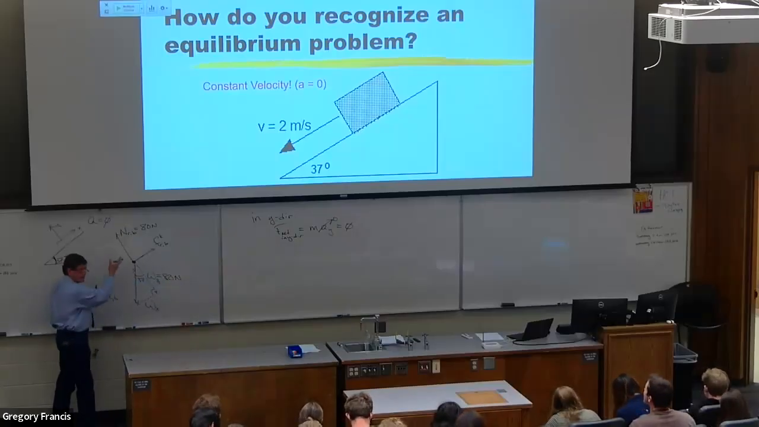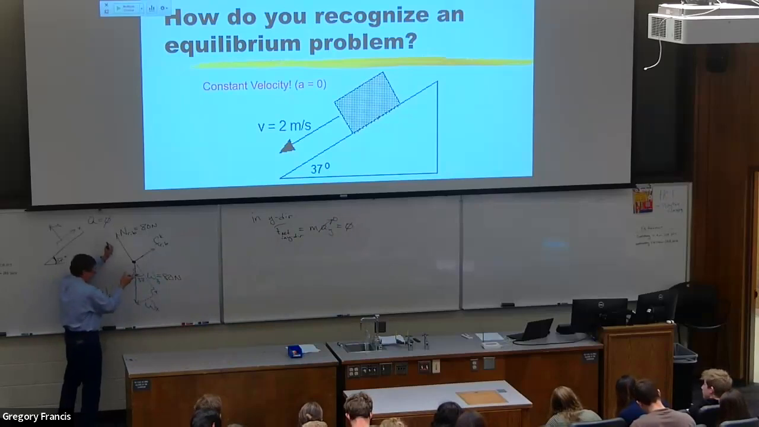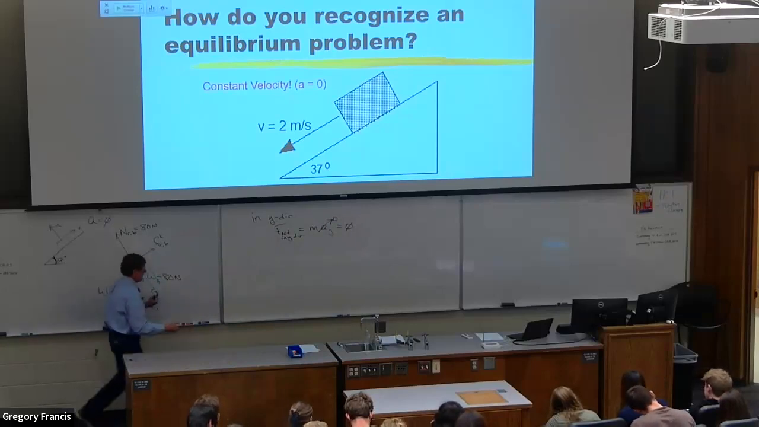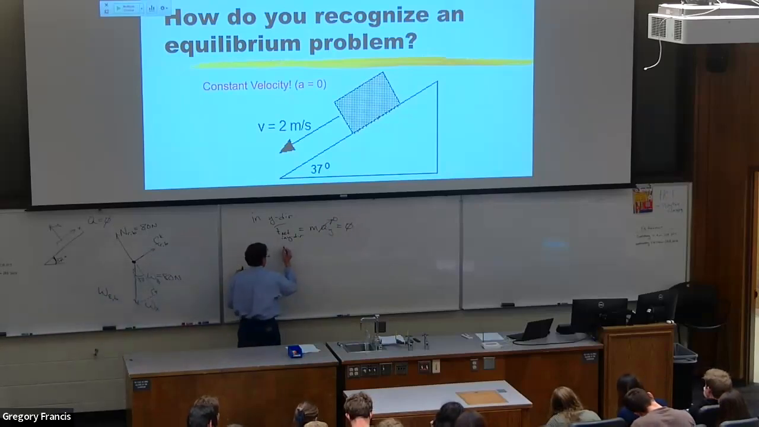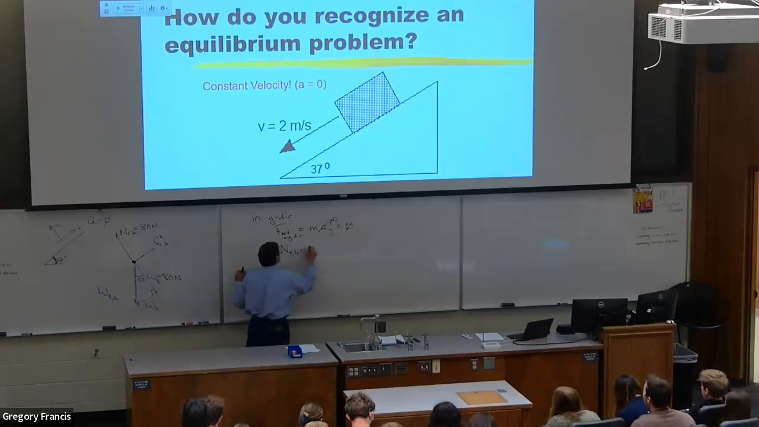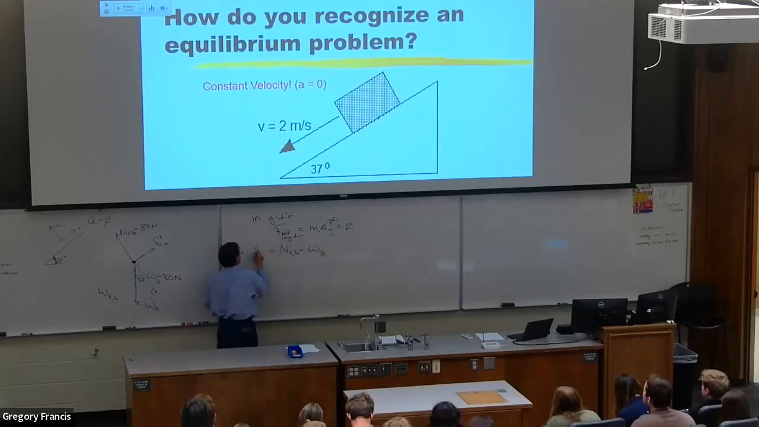Does everyone see that? I've got one force in the positive Y direction, one in the negative Y direction. So that means the normal force by the ramp on the block is equal to the Y part of the weight. And since the normal force is equal to 80 newtons, so is this.